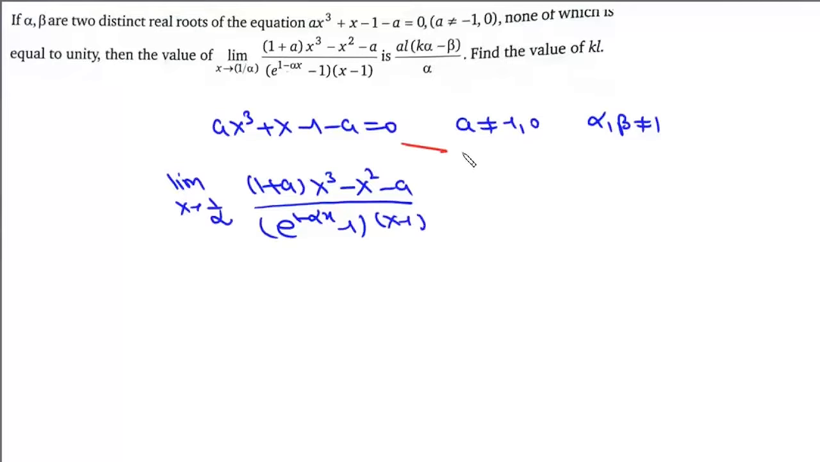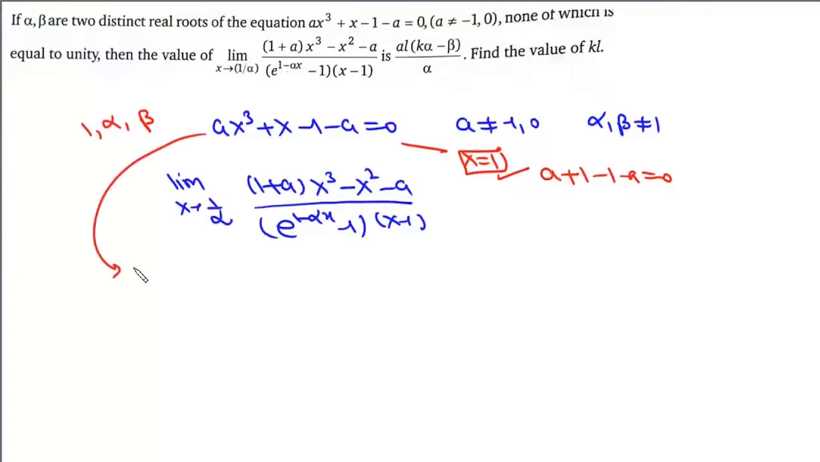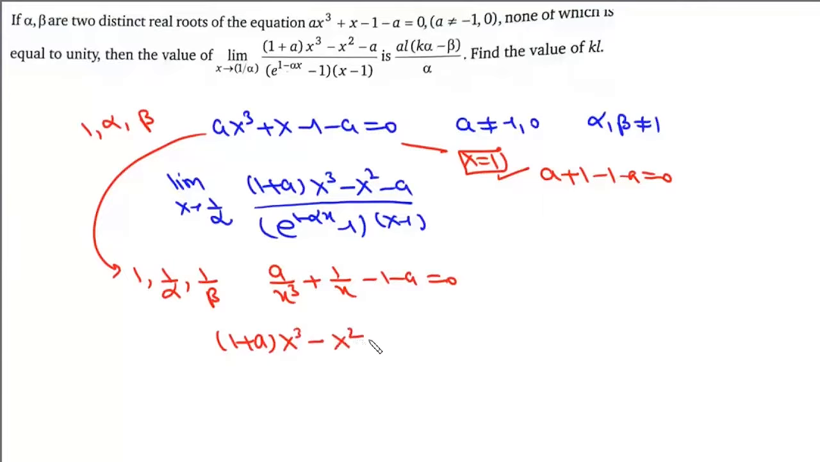Now if we put x equal to 1 in this equation, we'll get a plus 1 minus a equals 0. That means one of the roots of this equation is 1. So the roots of this equation are 1, alpha and beta. Now we'll find the equation whose roots are 1 upon alpha and 1 upon beta, and for that we'll replace x with 1 upon x. So it'll be a upon x cube plus 1 upon x minus 1 minus a equals 0, or we can write this equation as 1 plus a x cube minus x square minus a equals 0.